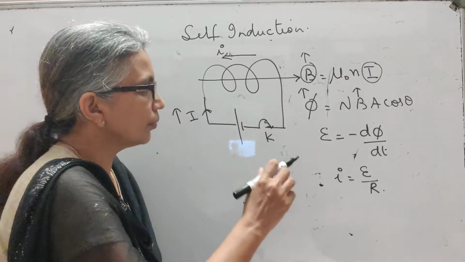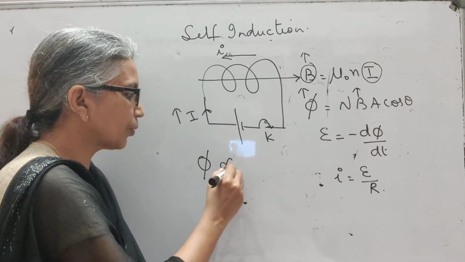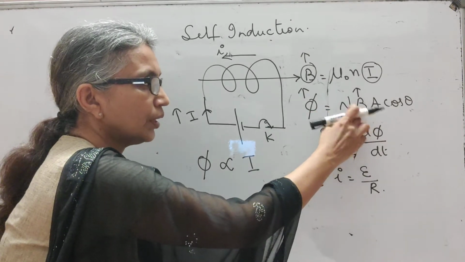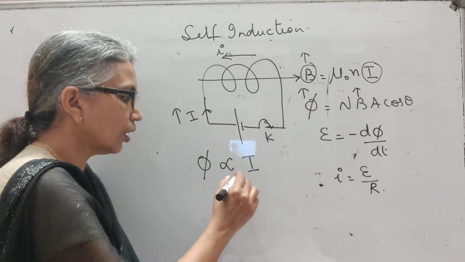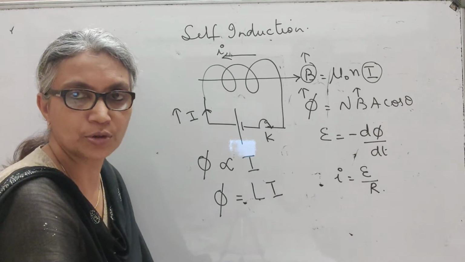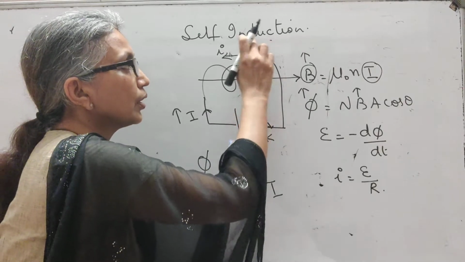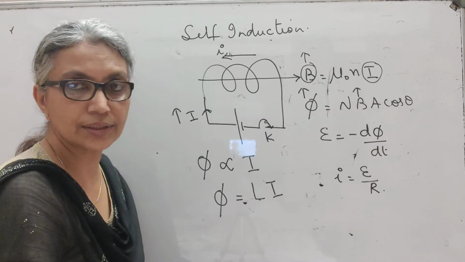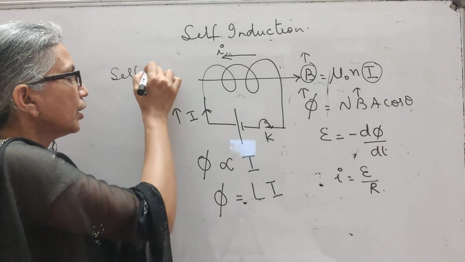From this equation, we will see that phi is directly proportional to I, because phi is dependent on B and B is directly proportional to I. Or phi is equal to a constant L into I, where L is the constant of proportionality called self-inductance. So please note the difference. This phenomenon is self-induction, and self-inductance is the constant L.